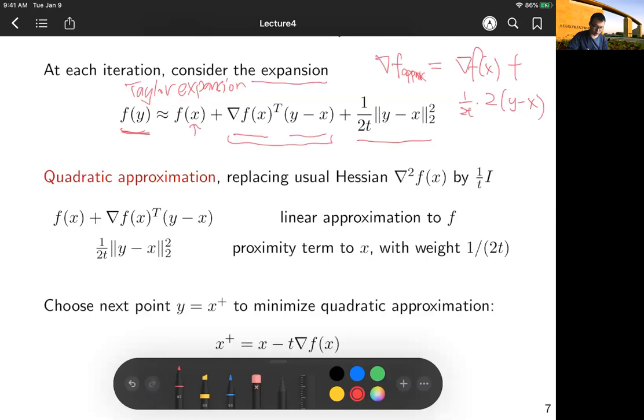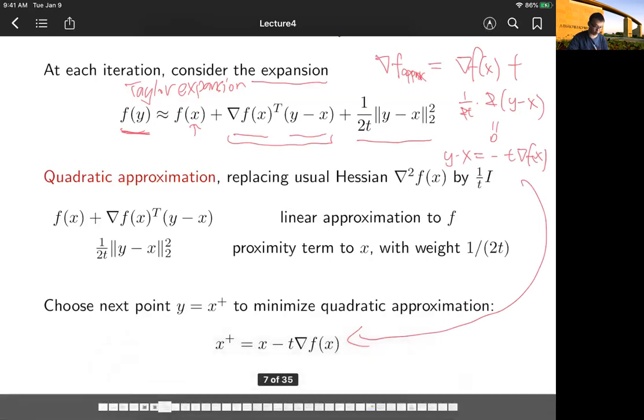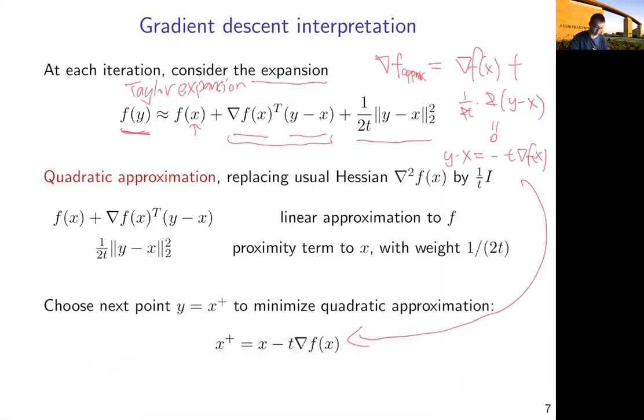Now let's set this gradient to 0. By setting this gradient to 0, we can work out the optimal solution for y, and let's see what y is. First of all, these two get canceled out. So you get y minus x is equal to minus t times the gradient of f of x. That gives us the gradient descent update rule, y is equal to x minus t times the gradient of f at x. So that's one way to interpret what gradient descent is doing.